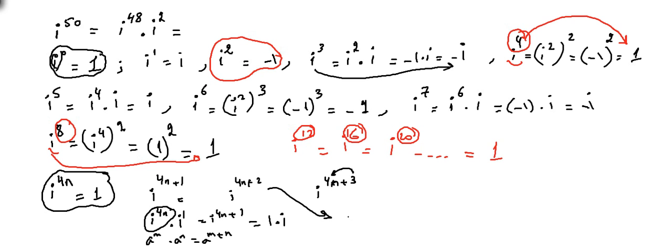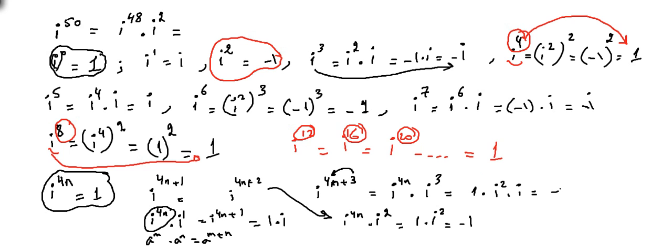Same for all. I to the power 4n times I to the power 2. I power 4n is a multiple of 4, so it's 1 times I squared. I squared is minus 1. Here, I to the power 4n times I to the power 3. So it's 1 times I power 3. And we found I power 3, which is I squared times I. I squared is minus 1 times I, so the answer is minus I.